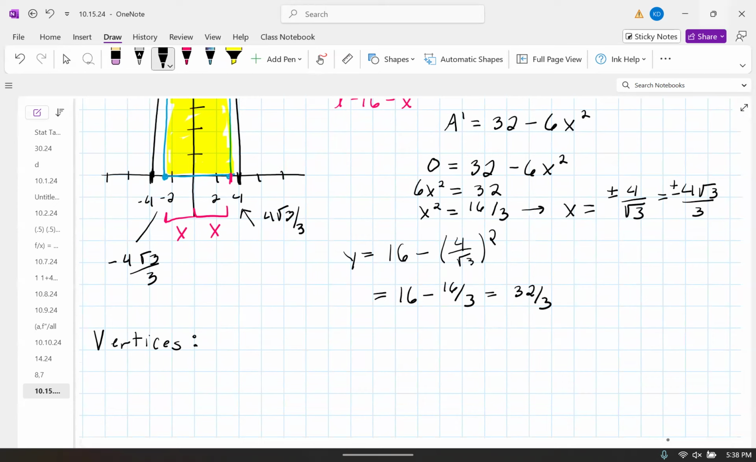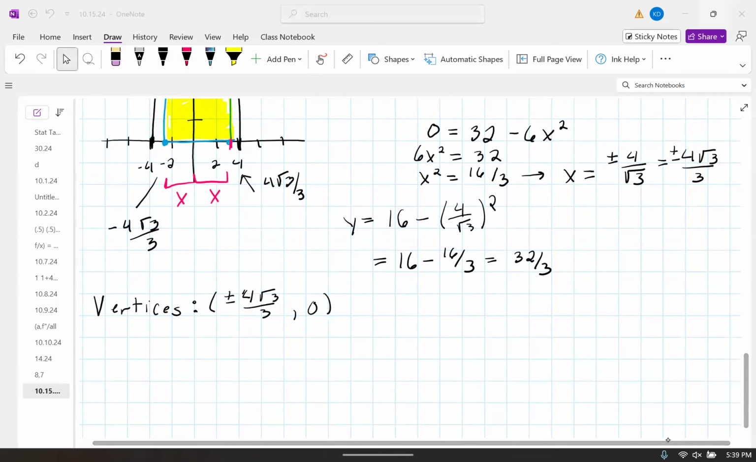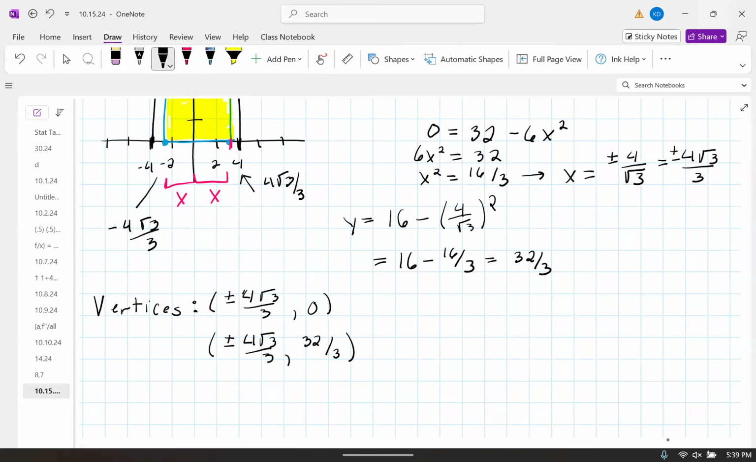Okay, so do I have some vertices? Negative. Yep, I'm going to put it as plus or minus, but yes, it's exactly right. And the other vertices, it's actually pretty similar. And my Y value was 32/3. Last question on this one. What's the area?